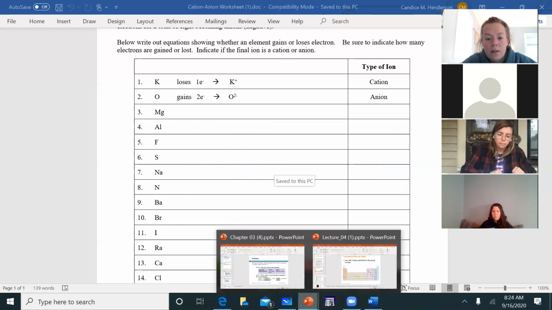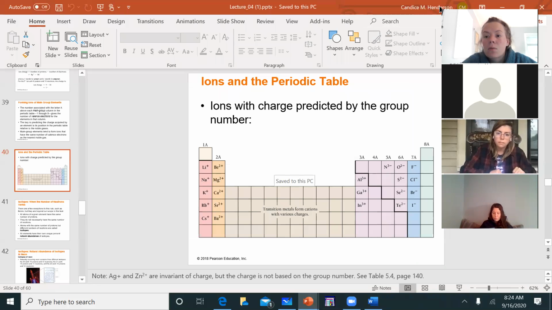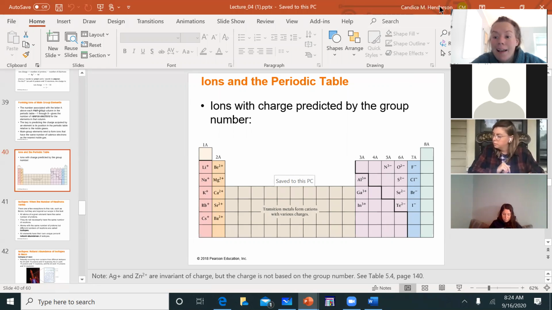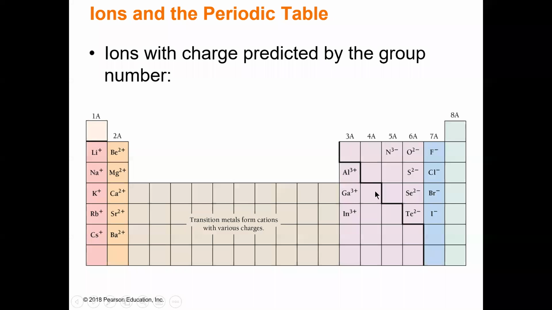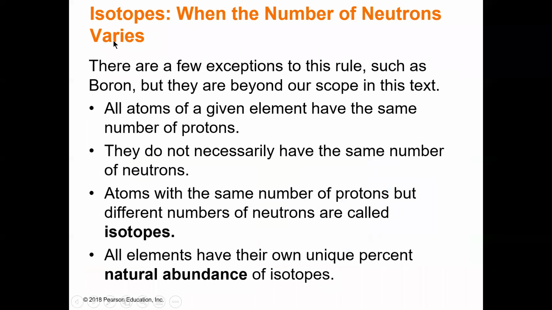Let's go back over to our slides. So now we're good with elements, we're good with ions, and we know the charge. We're going to move into one more thing, which is known as an isotope. An isotope is the same element, so it has the same number of protons, but the number of neutrons will vary. We'll have more or fewer neutrons.